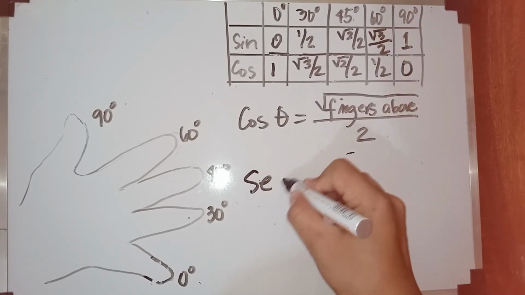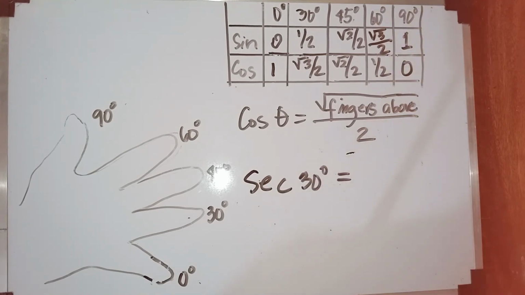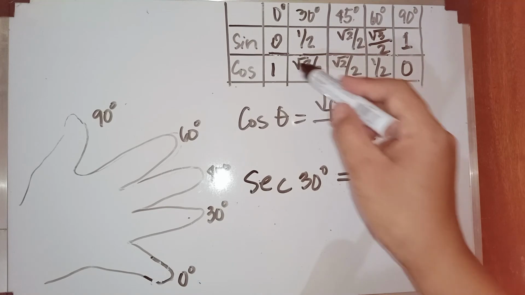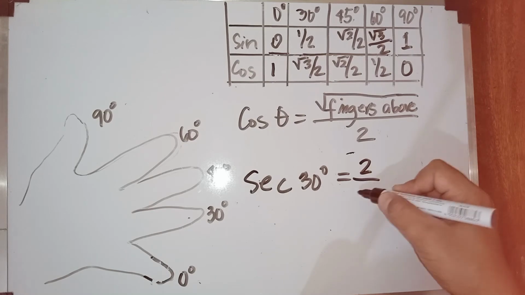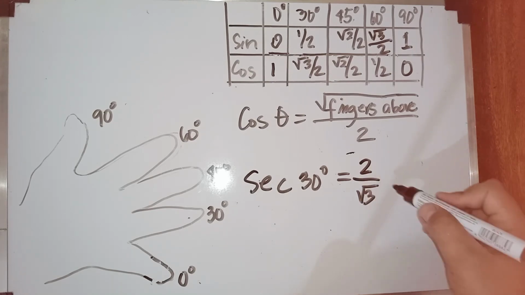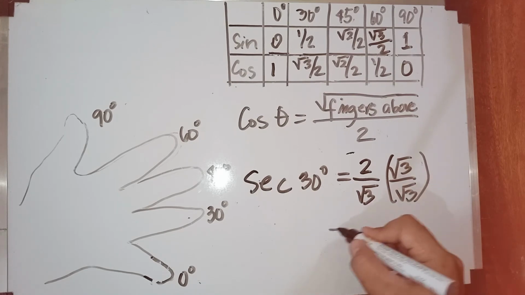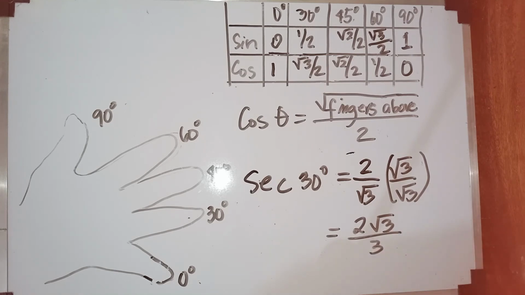For secant theta naman, say for example, secant 30 degrees. So, secant is just the reciprocal of cosine. So, since secant 30 degrees is the reciprocal of cosine, so yung value ng cosine 30 is square root of 3 over 2. So, you just get the reciprocal, that is 2 over square root of 3. Since we have a radical in the denominator, we're going to rationalize this by multiplying it by square root of 3 over square root of 3. And this gives us 2 square root of 3 over 3. Or 2/3 square root of 3.